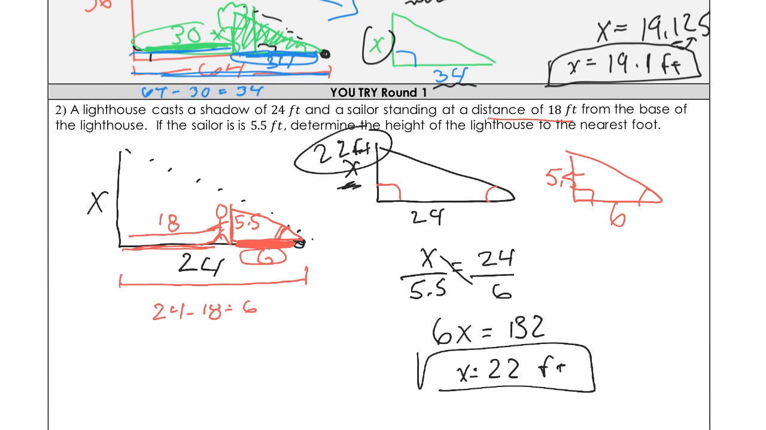And I didn't talk about this last time, but it's good to mentally check your work, right? So I had a sailor that was 5 feet tall, and his shadow was 6. So a lighthouse is obviously taller than a sailor, so it makes sense that it's 22. It's bigger. Also, 5.5 is pretty close to 6. 22 is pretty close to 24, so that's proportional.